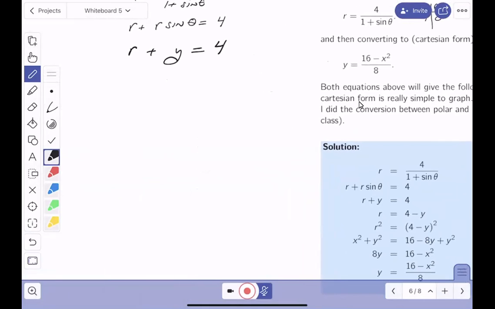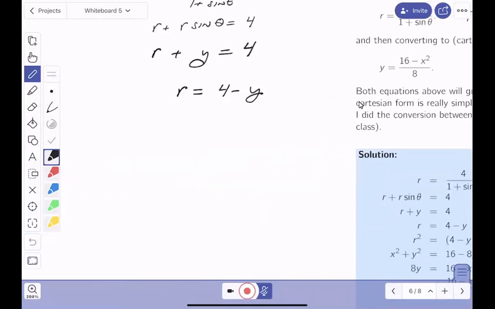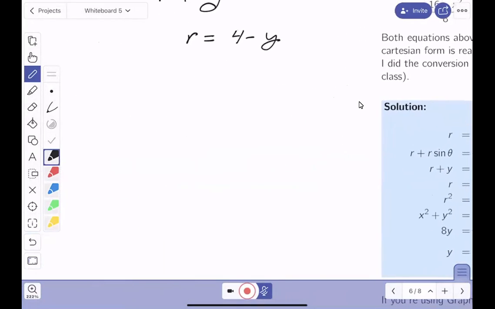So what I'm going to do is get r alone on one side, and I'm going to say r equals 4 minus y. All right. Hope I didn't go too fast with that. What are you going to do now? Well, I'm looking at these three things over here, and I'm saying they're really important. I'm going to try to get r squared in the problem. How would I do that? I'd square both sides. Let me put that down for you.